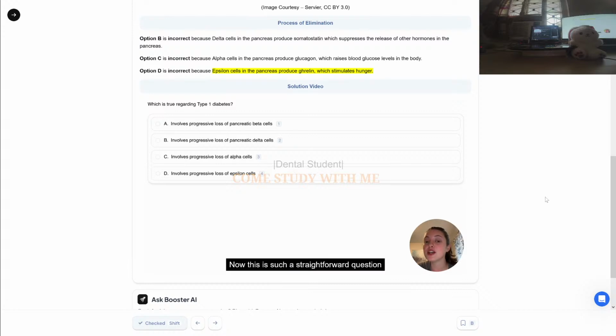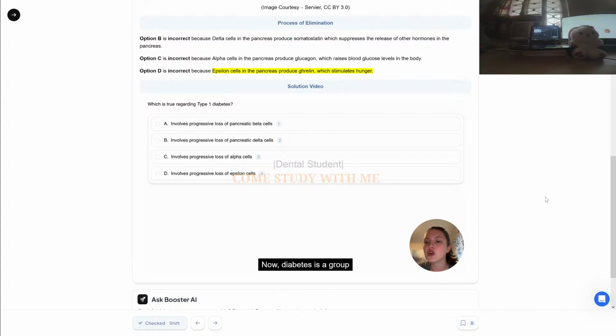Now, this is such a straightforward question and is one that I hope you can answer in 2 seconds when it comes time to take your boards. You have definitely learned this information a million times before, but just in case you forgot about it or got it mixed up, let's go ahead and talk about type 1 diabetes and what causes it.